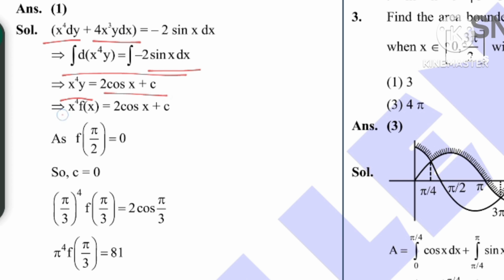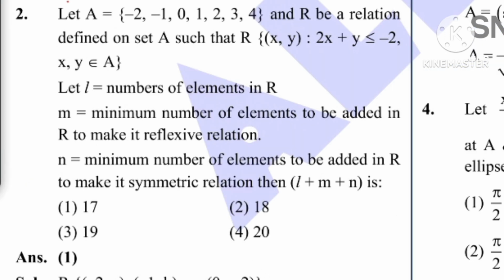Now here x^4 y means f(x) is equal to 2 cos x plus c, where f(pi/2) = 0, x is equal to pi/2, y equal to 0, then c is equal to 0. Now f(pi/3) times (pi/3)^4 is equal to 2 cos pi/3. Pi/4 f(pi/3) is equal to 81. The answer is 81. Second question.